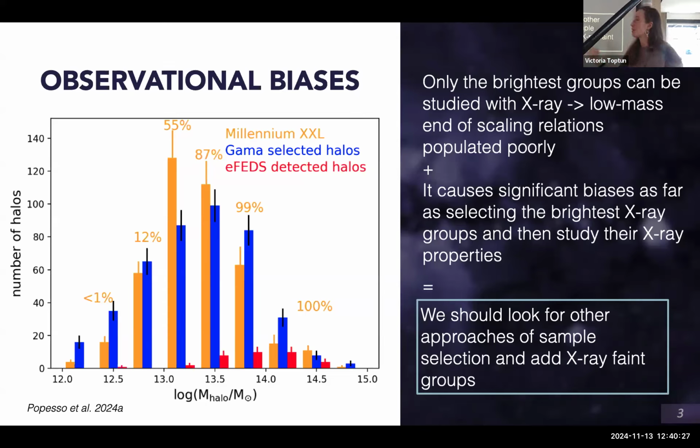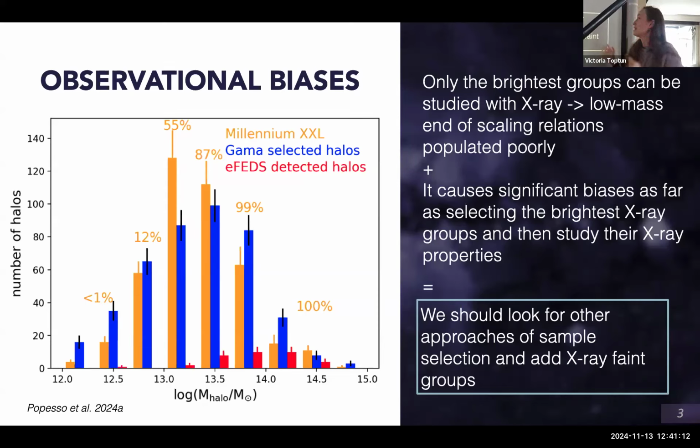At the same time, if we go below 10 to 14, and especially into masses like 10 to 13.5 solar masses and 10 to 13, we lose most of the population when we look only at X-ray detected sources, because most of the population is X-ray faint, and it's hard to detect them. Therefore, only the brightest groups can be studied with X-ray, and it causes a poor population of the low-mass end of the scaling relations. It may cause significant biases because first we select the brightest X-ray groups and then study their X-ray properties.